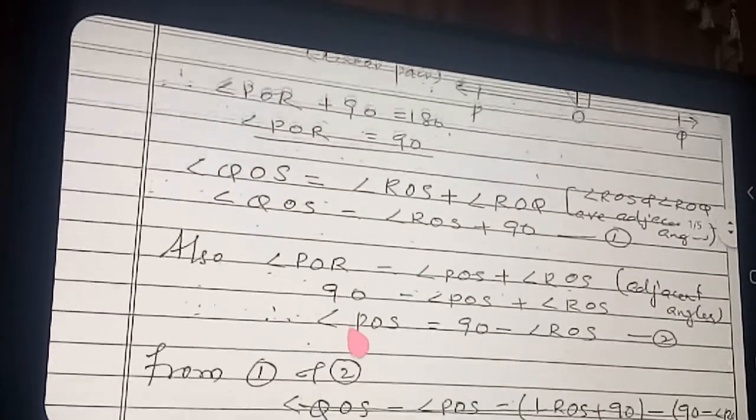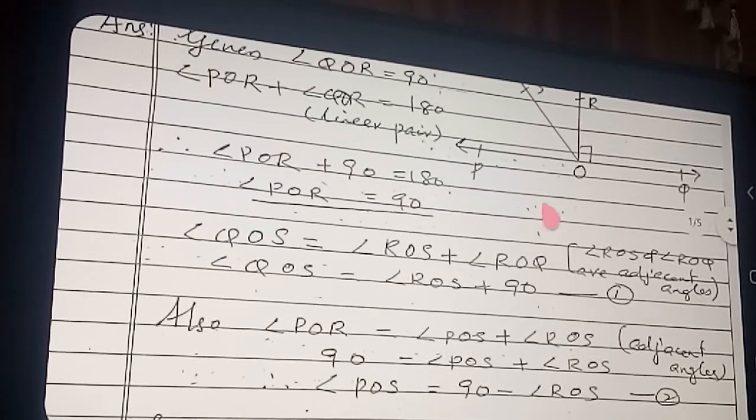Next point, see. Keep your textbook also along with you, so that while I am explaining now you can see the diagram from the textbook. Okay. See here. This is POR. POR how is it getting? POS plus ROS. POR is equal to POS plus ROS. But what is POR? 90 degree. And POS and ROS values you do not know now.